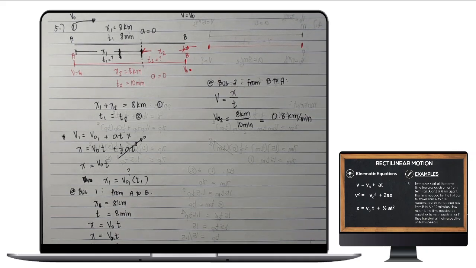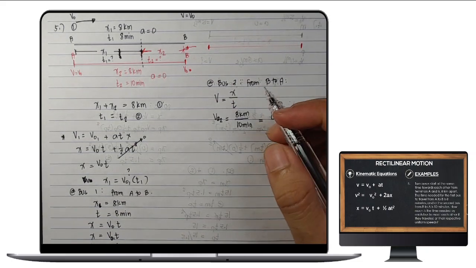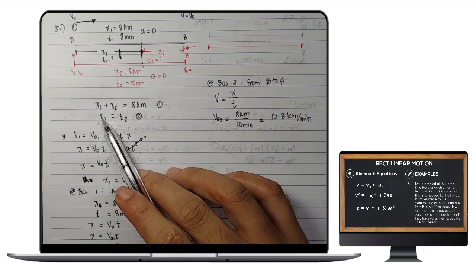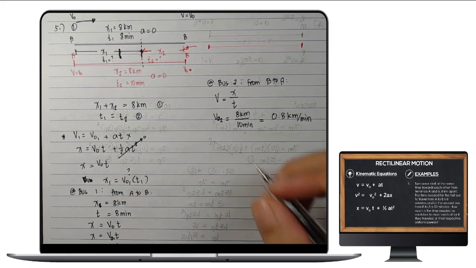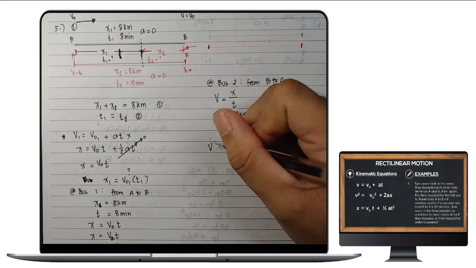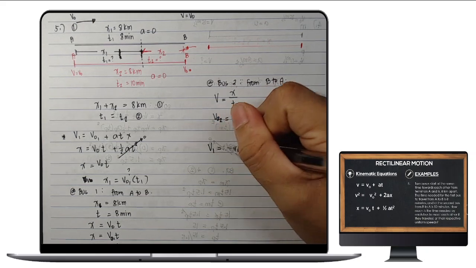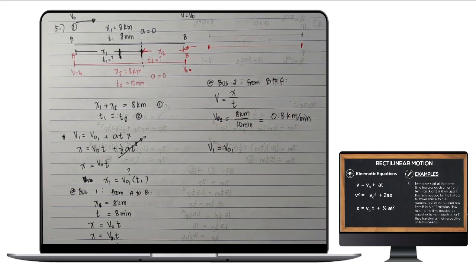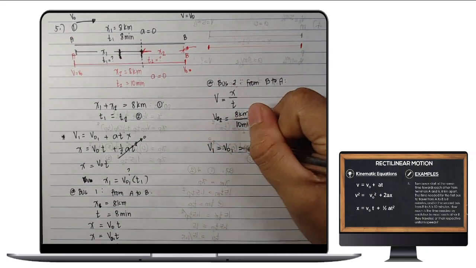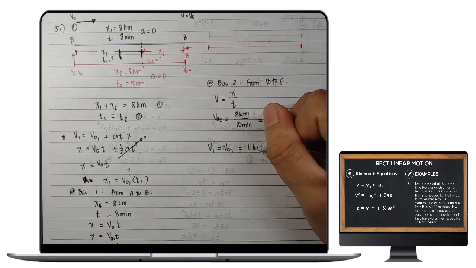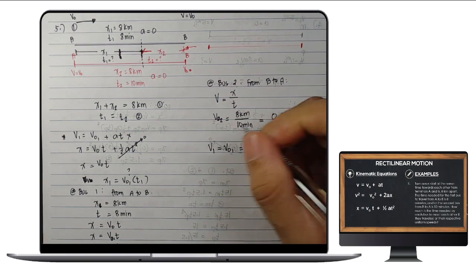So we'll be using these values. Since we have x sub 1 plus x sub 2 is equal to 8 kilometers, t sub 1 is equal to t sub 2. And we know that the velocity of bus 1 will always be equal to its initial velocity. Why? Because we have constant velocity. Therefore, we will have this as 1 kilometer per minute.